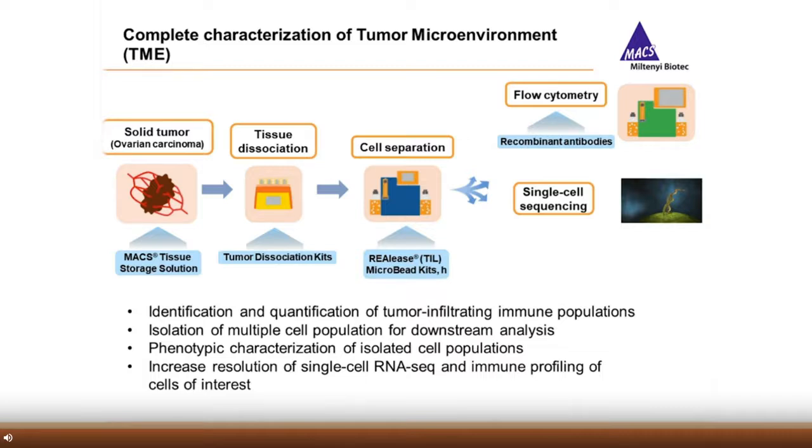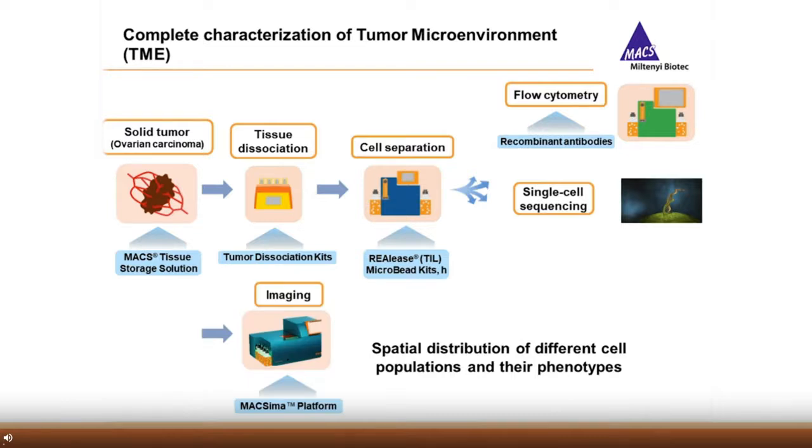With this workflow, we were able to identify and quantify tumor-infiltrating immune populations, isolate multiple cell populations for downstream analysis, characterize phenotypically the isolated populations, and increase the resolution of single-cell RNA-seq and immune profiling of cells of interest. However, in order to completely characterize the tumor microenvironment, it may be useful to access the spatial distribution of different cell populations and their phenotypes.